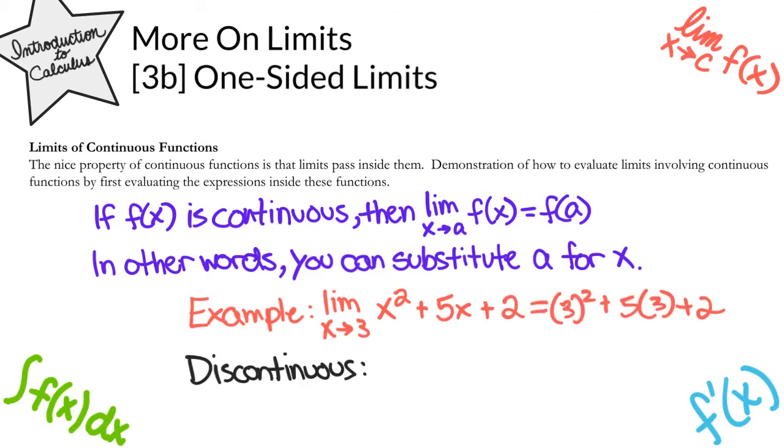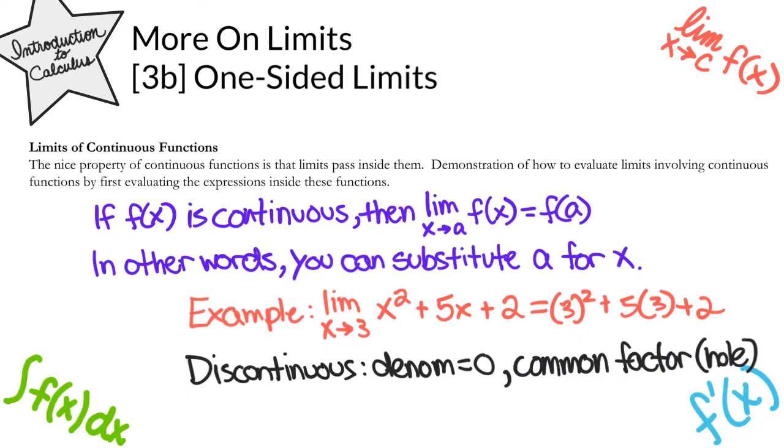Examples of discontinuous functions include rational functions such that the denominator is equal to 0, so therefore we have a vertical asymptote, or a rational function such that the numerator and denominator have a common factor, so there's a hole, or the integer function where function values jump. We'll see some examples of that in just a moment.